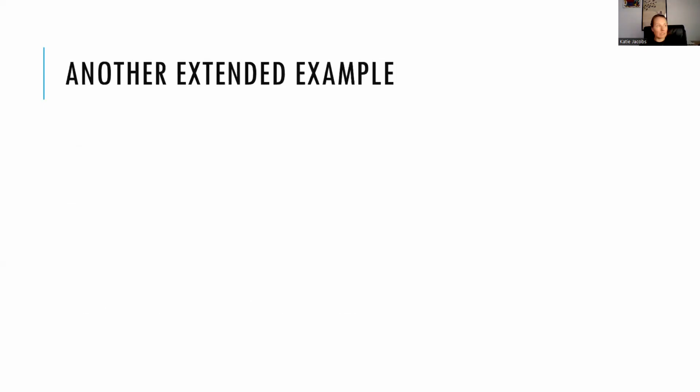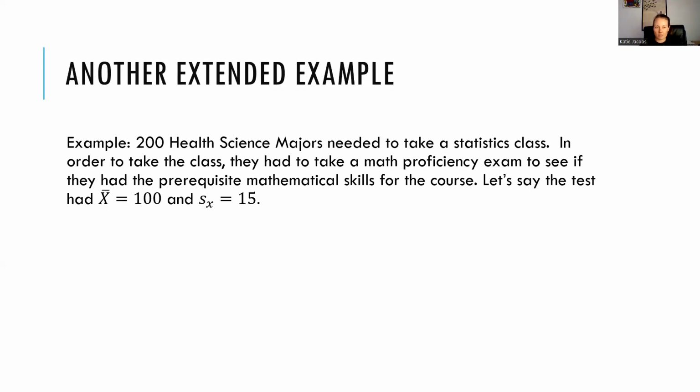All right, so we're going to keep extending this example, and we're actually using the same example again. So that's just the same basic information. We actually can go ahead and start labeling our normal curve with that information if we want. So remember, I always like to go ahead and put the mean there. We know our mean's 100, so it's right there in the middle. We know that we have 200 health science majors, so we're going to say N equals 200. We know our standard deviation of our data set's 15.